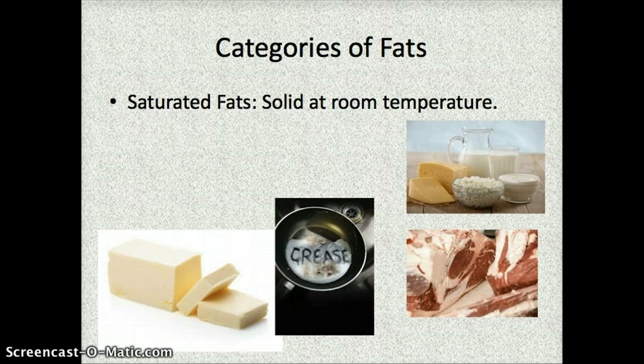And one of the ways that you can think of these is saturated fats are things that would come from animals. So in the picture there's some butter, again that grease from either bacon or from something like ground beef. There's a picture of some meat, and obviously dairy products are from animals as well.